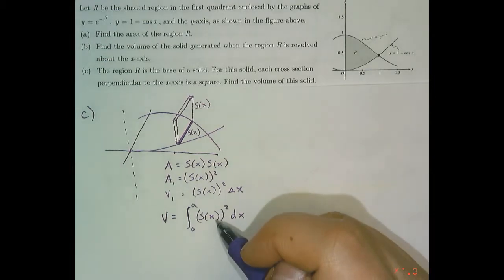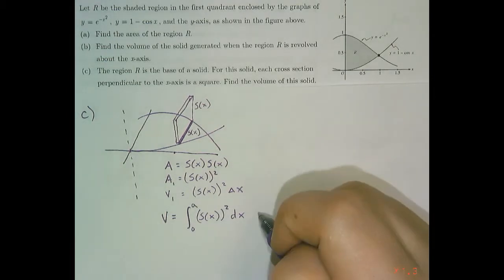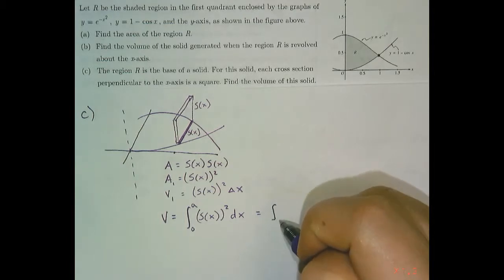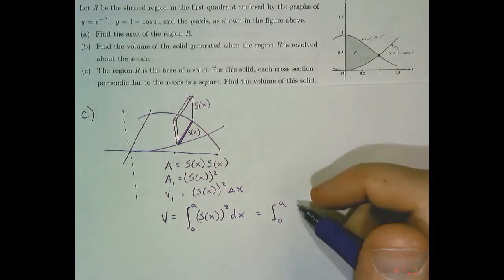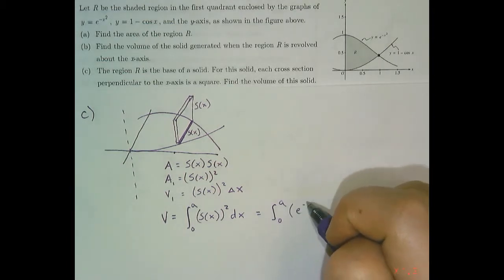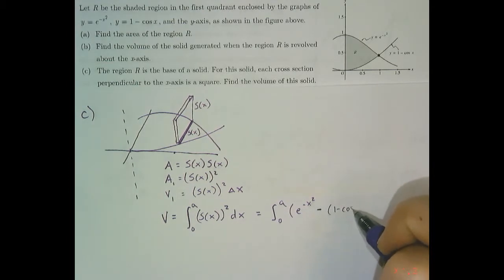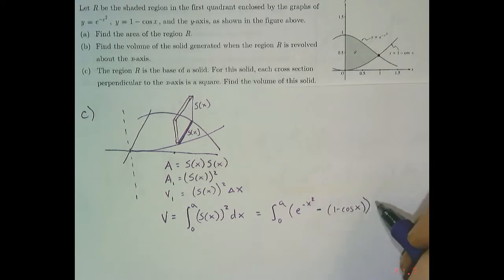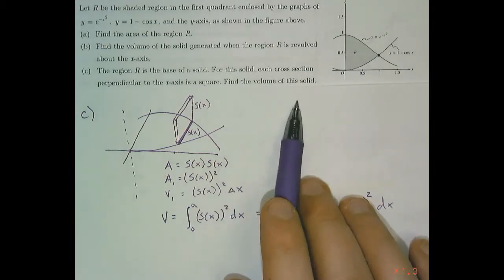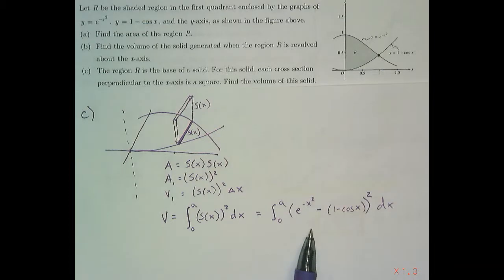And I need to identify what is s of x. So this is 0 to a of top curve minus the bottom curve squared dx. That is our volume expression there. And they ask us to find the volume of the solid, so we need to then turn to our calculator and plug this equation into the calculator.